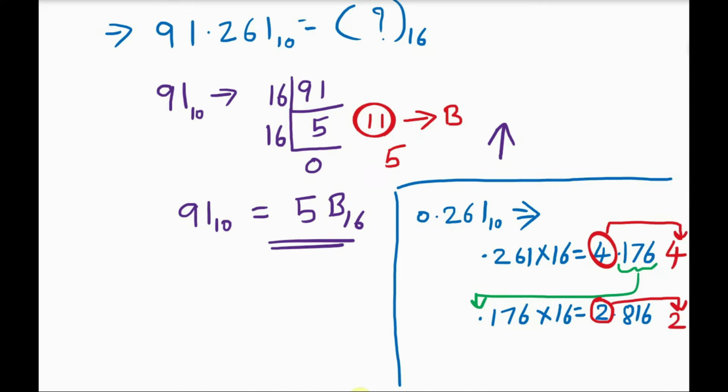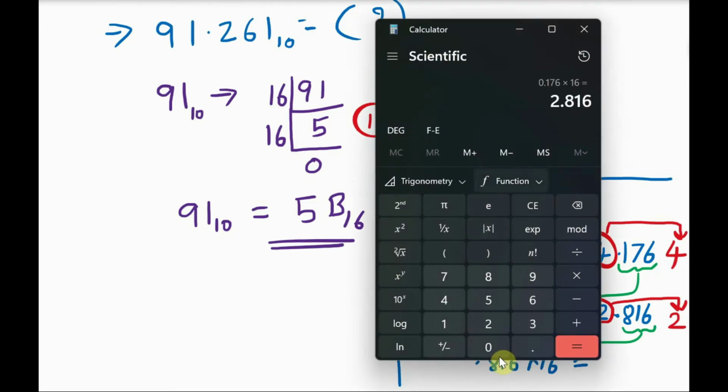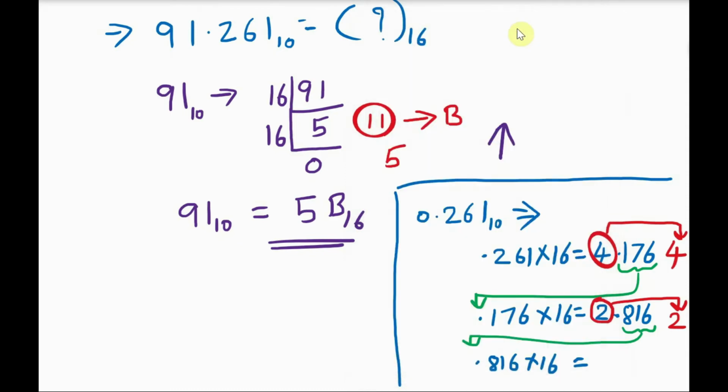Now we have to take this fractional part and multiply it again with 16. That means 0.816 into 16 is 13.056.